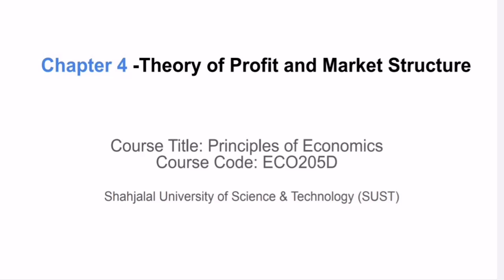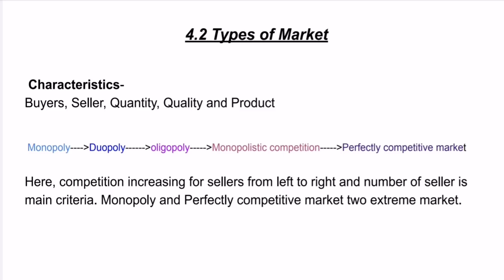Today I am going to discuss Chapter 4 for this presentation. Chapter 4 is theory of profit and market structure. I am going to discuss 4.2, types of market. Here we can discuss basic characteristics of markets, which are buyers, sellers, quantity, quality and product.